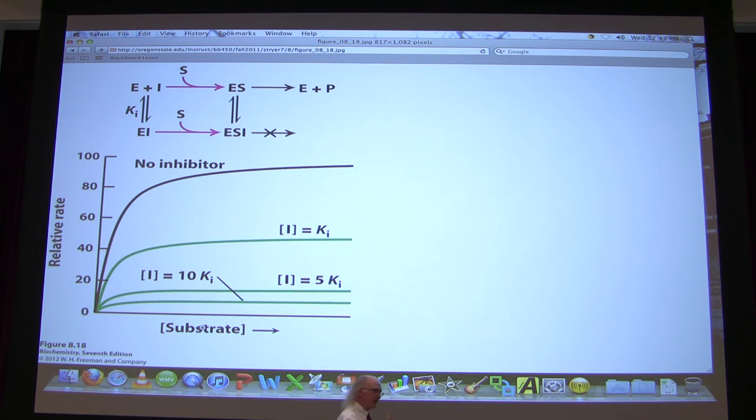That was one of the beauties of Km. It was a characteristic of an enzyme. I can compare Km values between enzymes. In fact, we did that the other day. We compared Km values of enzymes. So the Km I get if I have 100% of the enzyme will be exactly the Km I would get if I had 90% of the enzyme. Km does not change in non-competitive inhibition.